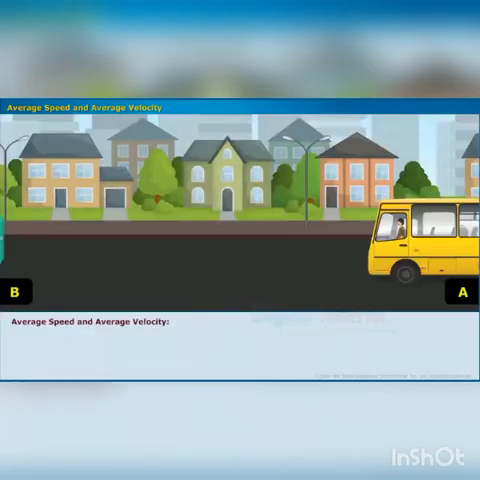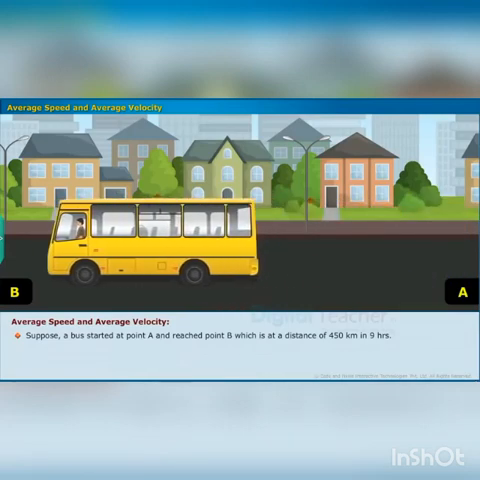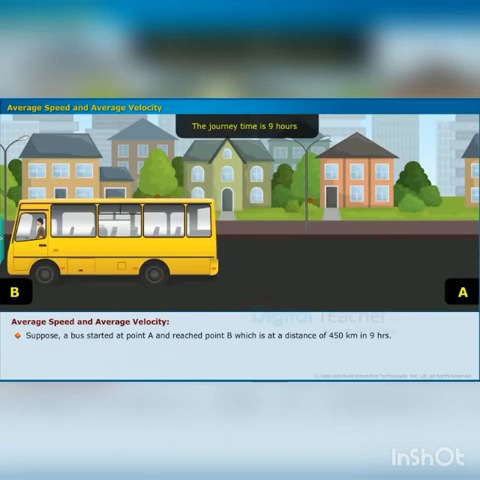Let us consider a real-time example to understand average speed and average velocity. Suppose a bus started at point A and reached point B, which is at a distance of 450 kilometers, in 9 hours.